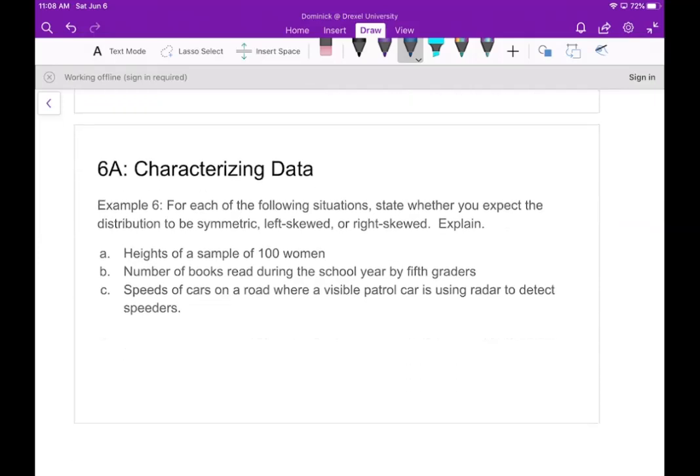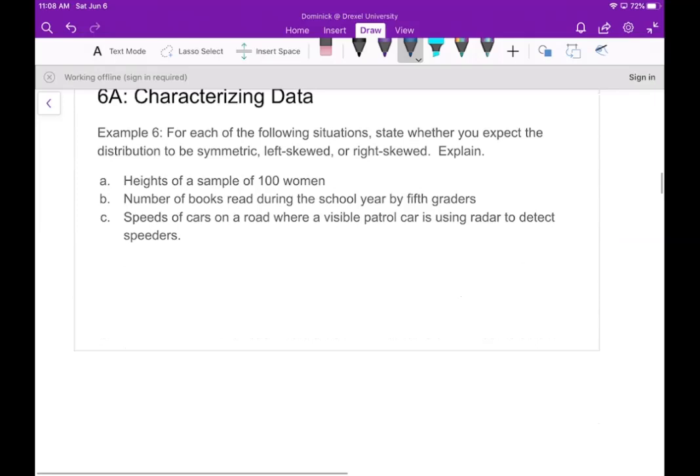Okay, now for each of the following situations, we'll talk about whether we expect the distribution to be symmetric, left skewed, or right skewed. Now, of course, for the heights example, we have heights of a sample of 100 women. We would assume that that would most likely be symmetric. Right, because since we're just comparing women to other women, we would expect that most would be clustered around the average, and then there are some outliers, but probably equally so on both sides.